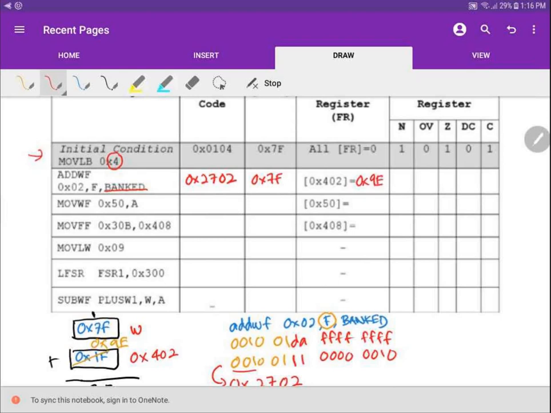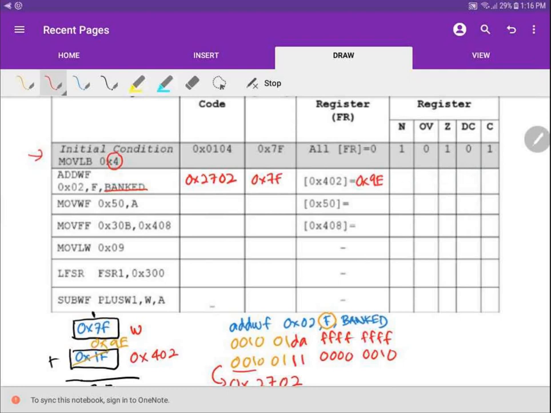If you have the proper flow idea on how we do like this, then it's easy for you to solve this. Any question up to this point? How I got 7F, 9E and things like that? Now next, is there a question? There's no question. Next, we need to fill in the working register.